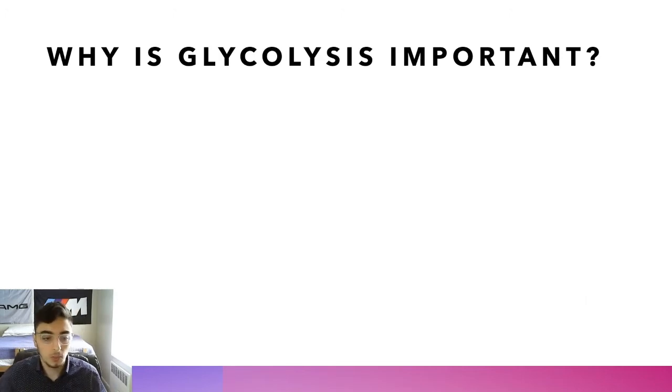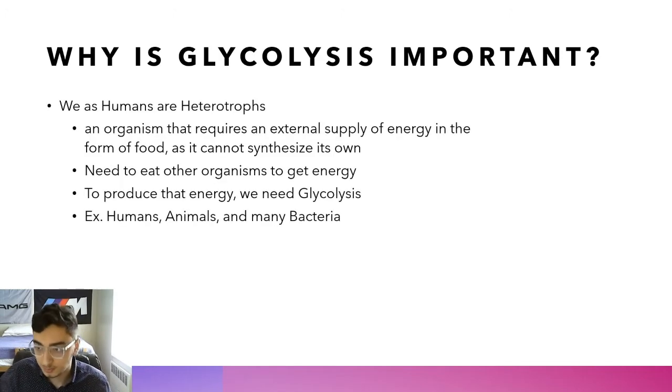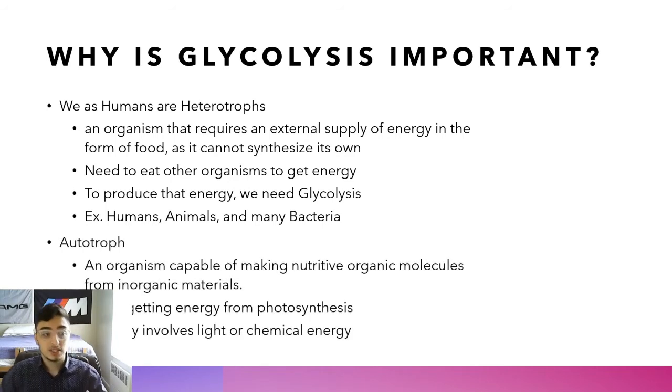What does it mean to us? So, we as humans are heterotrophs. A heterotroph is an organism that requires an external supply of energy in the form of food, as it cannot synthesize its own. It needs to eat other organisms, and in this case organisms are like any food we eat, to produce energy, and then once we eat that food, glycolysis creates the energy. Different heterotrophs in nature are us humans, animals, and many different kinds of bacteria.